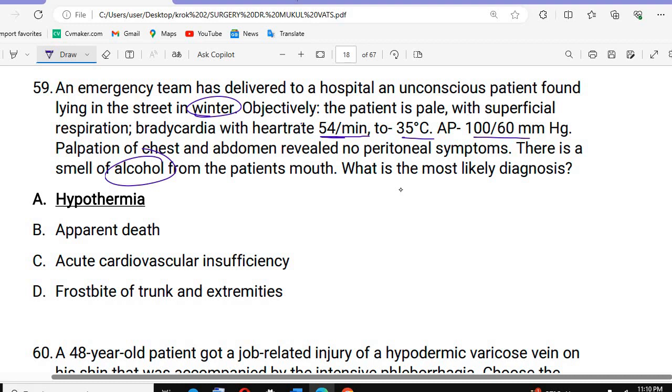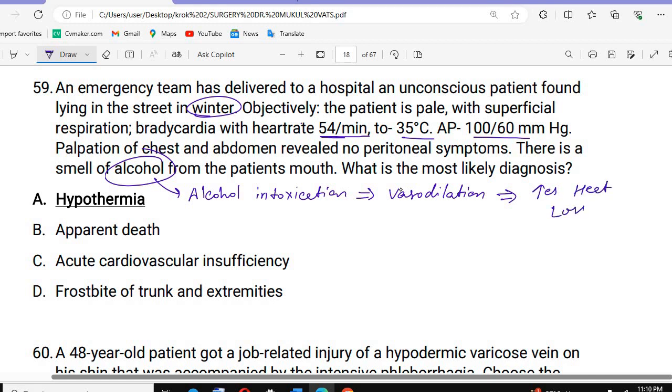Now see, in this type of question, the patient is taking alcohol. So what does alcohol intoxication cause? It causes vasodilation. And what will vasodilation cause? It increases the heat loss. If there is increased heat loss, this patient will end up with hypothermia.